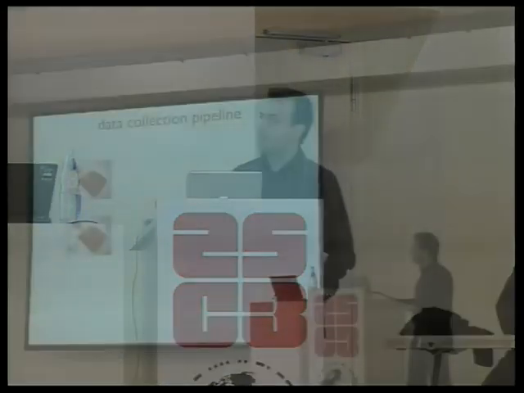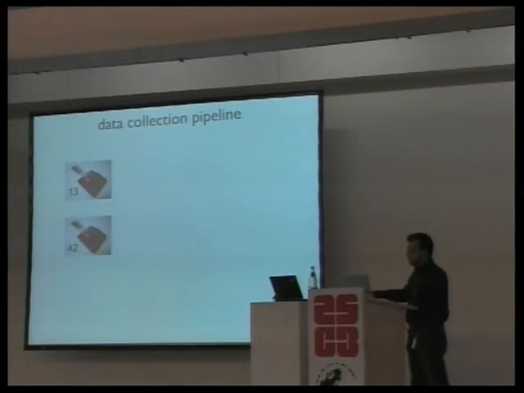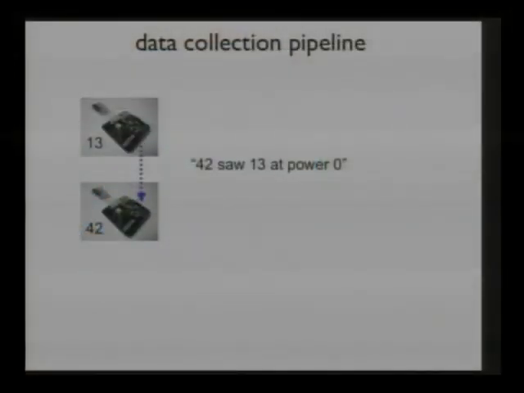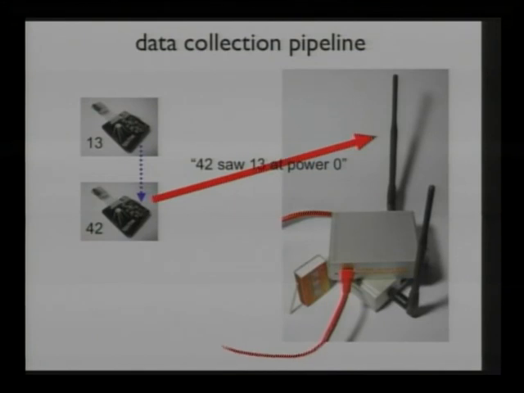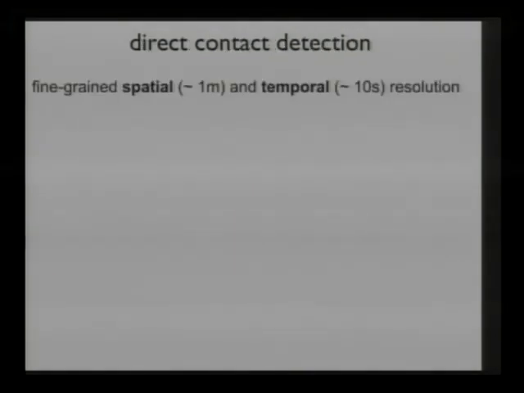And in this case, the data collection pipeline becomes like this. Imagine that you now have two tags. This is what was happening here at 25C3. On channel B, the signal from this device is captured by this receiver, and this receiver sends out a message saying, I am 42, I just saw 13 at power 0. And then again, you get to the infrastructure, you get it over UDP, and then you capture the data, okay?